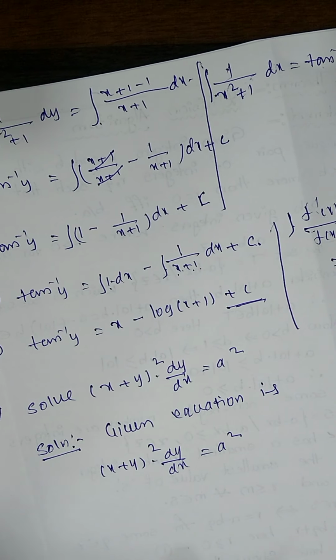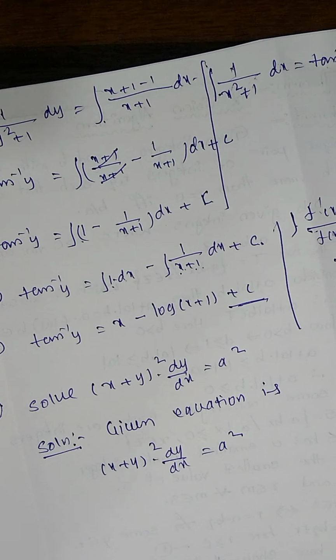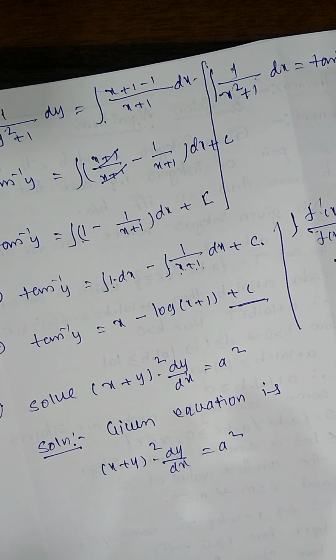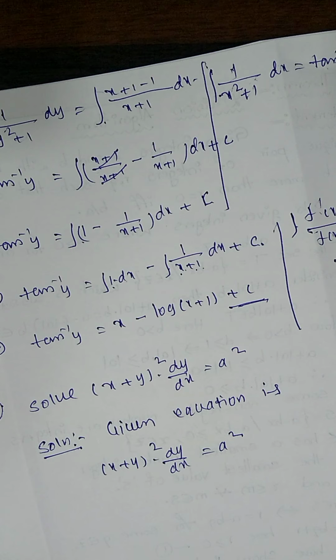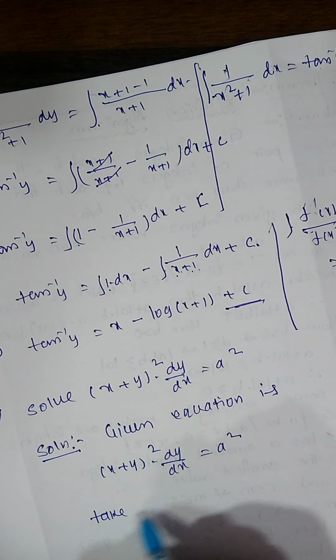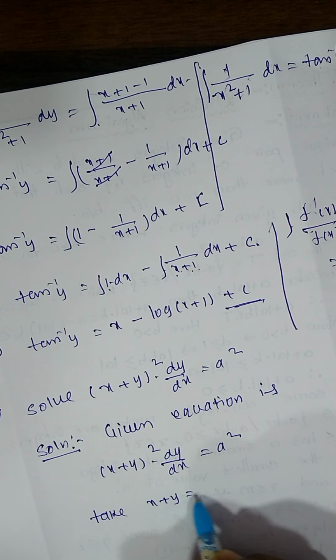Here we cannot directly convert it into variables separable. Why? Because here x plus y whole square, x plus y is one term, and a whole square also we have. That's why we cannot directly convert it into variable separable. That's why we take x plus y equal to v.